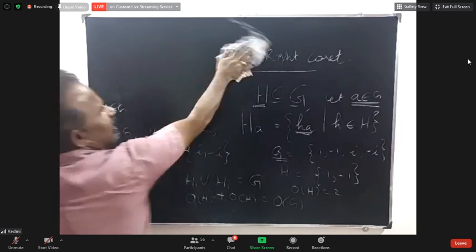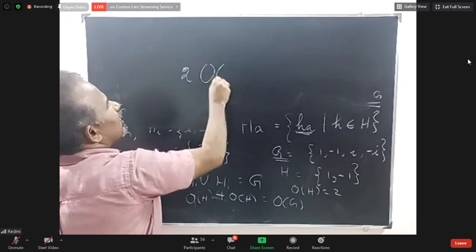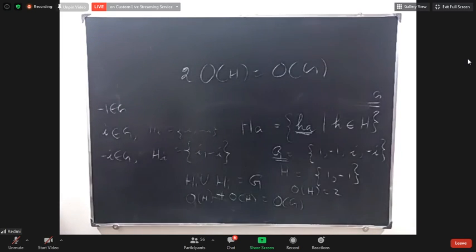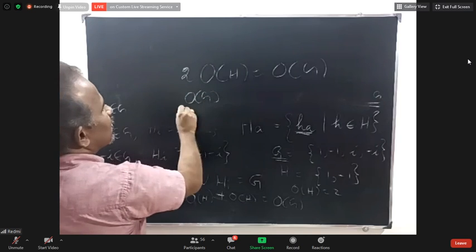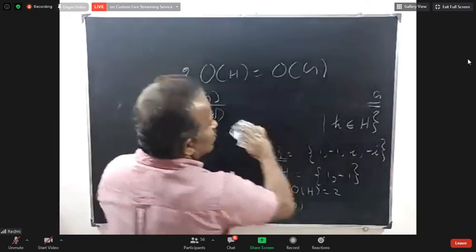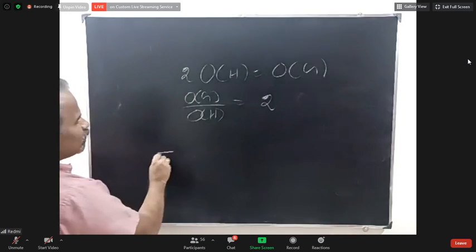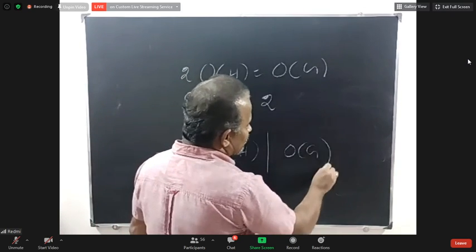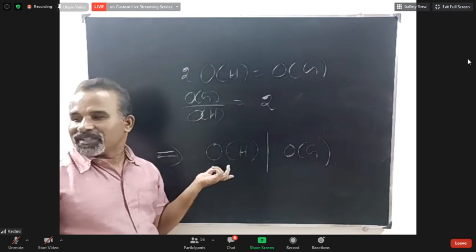So I can say that 2 times the order of H is equal to the order of G. Therefore the order of G divided by the order of H is equal to some number, that is 2. So this implies that the order of H divides the order of G. So this is nothing but Lagrange's theorem.